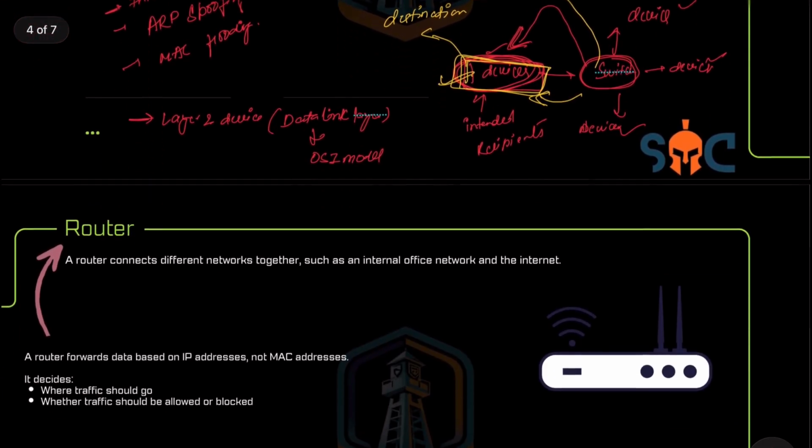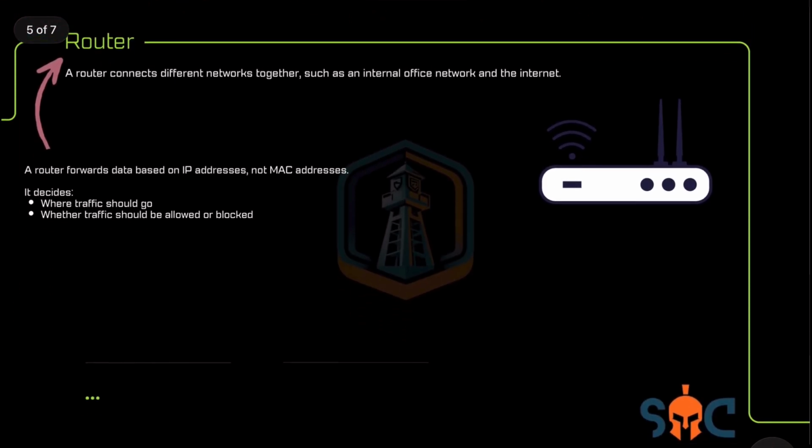next network device that is very important, that is the router. Okay, so a router is basically a networking device that connects different networks together. While a switch connects within the same LAN, a router connects a local network to the internet and one internal network to another internal network. So a router makes forwarding decisions using IP addresses. Remember, forwarding decisions using IP addresses, not MAC addresses.